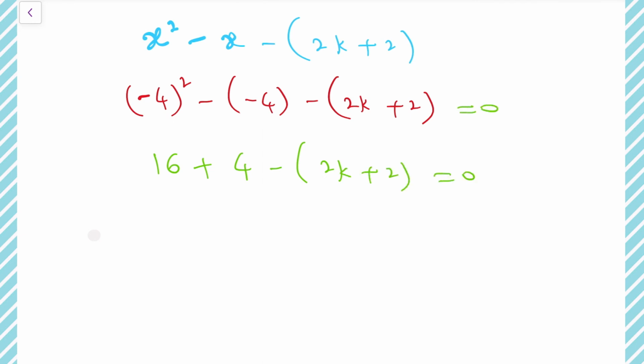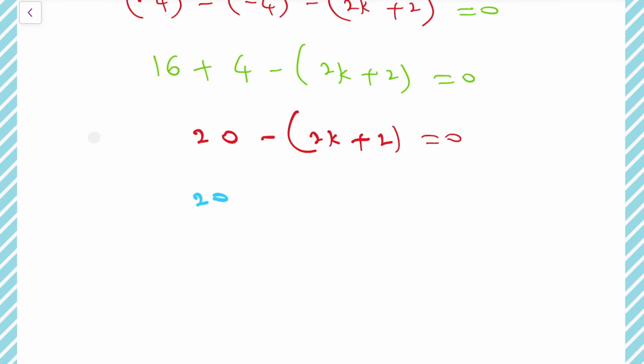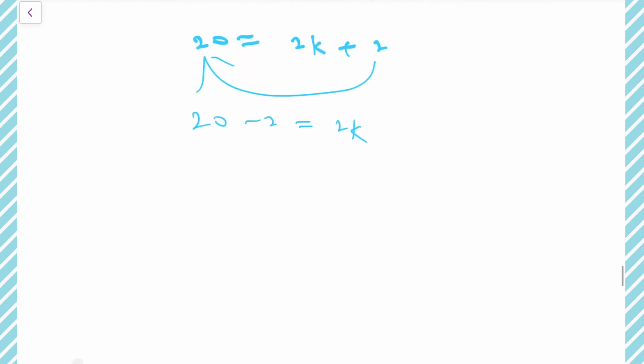I forgot actually. 16 plus 4 is 20, minus of 2k plus 2 is equal to 0. This minus of 2k plus 2 I am taking to the other side, then it will become plus 2k plus 2. So 20 is equal to 2k plus 2. Now bring this plus 2 to this side, it becomes minus 2. So 20 minus 2 is equal to 2k. So 2k is equal to 20 minus 2, 18. Then k value is 9.